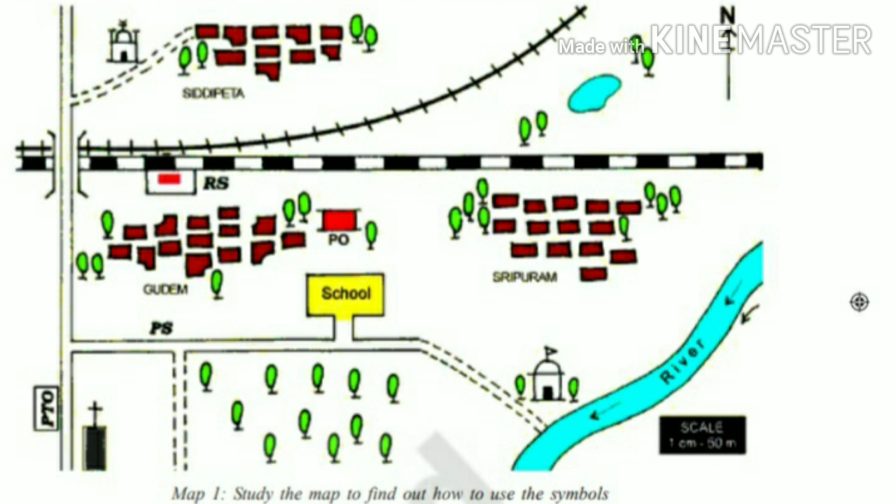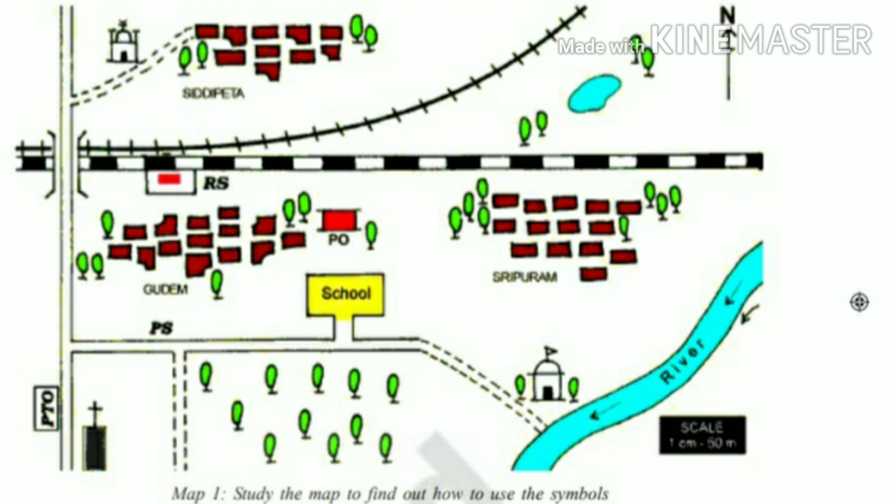In which direction of the church is the river flowing? East. What kind of road is represented on the south of Sripuram village? Kacha road. Which type of railway line is located near Sripuram? Broad gauge railway line. In which direction of the railway station is the police station? South. Name the village that lies north of the railway track.